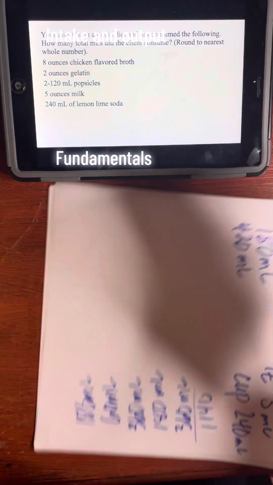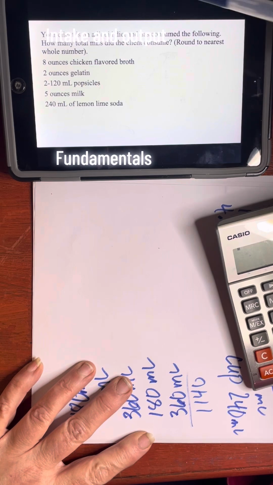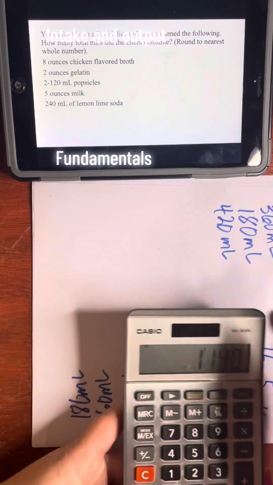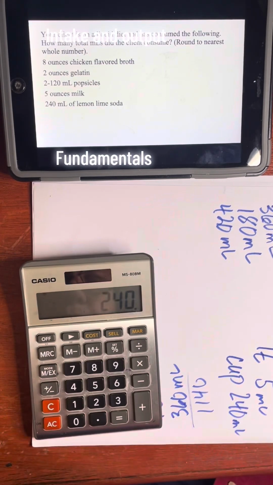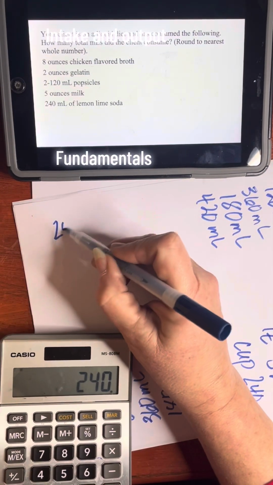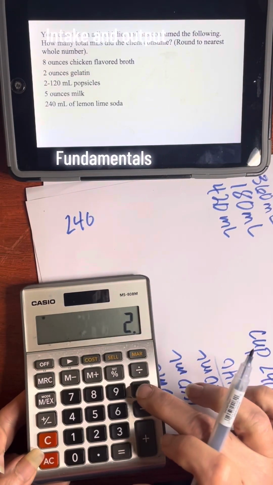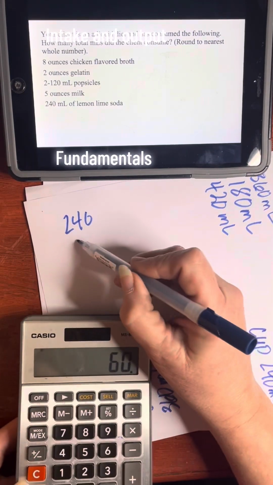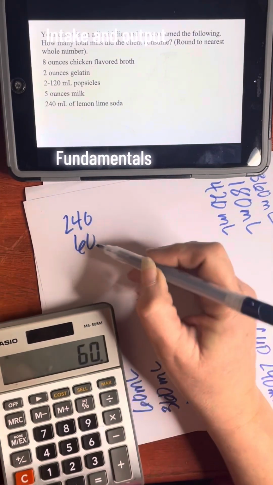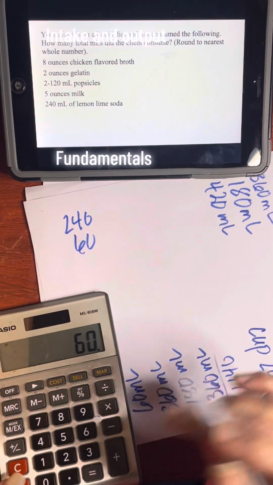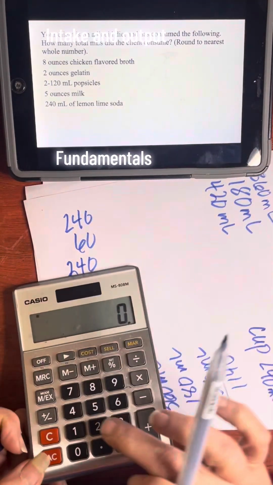That's what I know. Okay, so the next one, look, he drank all this stuff. How much was it? All right, here we go. 8 ounces of flavored chicken broth. 8 times 30 equals 240. And then 2 ounces of gelatin. 2 times 30 equals 60. 2 120 milliliter popsicles. Do it on your calculator. 240 for the popsicles. 5 ounces of milk.